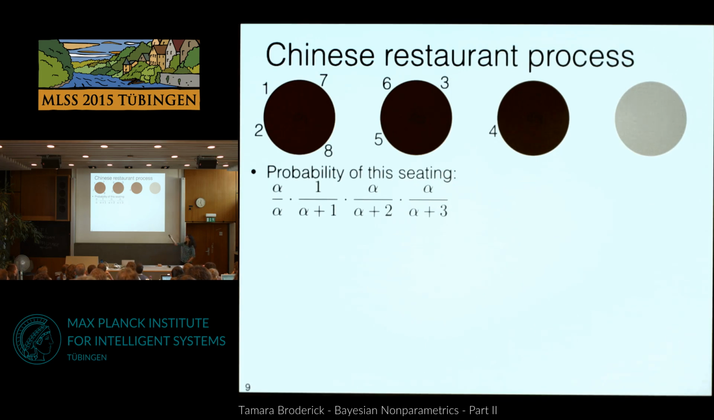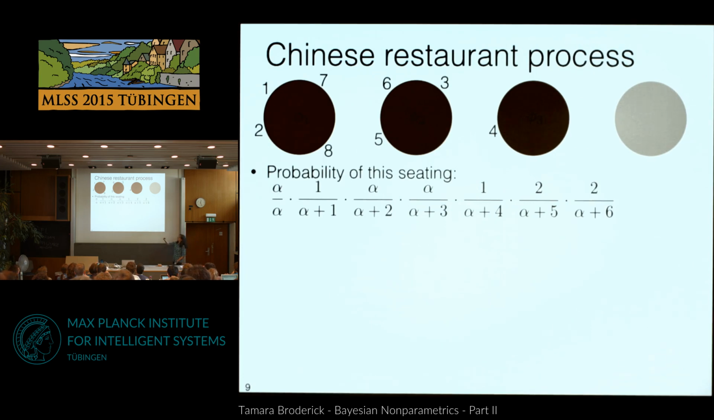Okay, I'll just sort of tell you from here. Let's look at 5. Well, there was one person sitting at the table where 5 is, that's the 3, so it's going to be 1 over alpha plus the number of people so far. Next, we look at 6. There are 2 people at that table, so it's 2 over alpha plus 5.